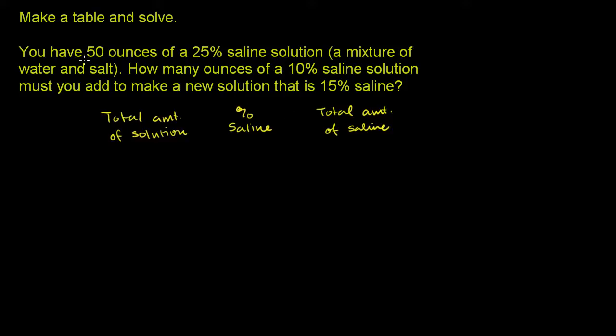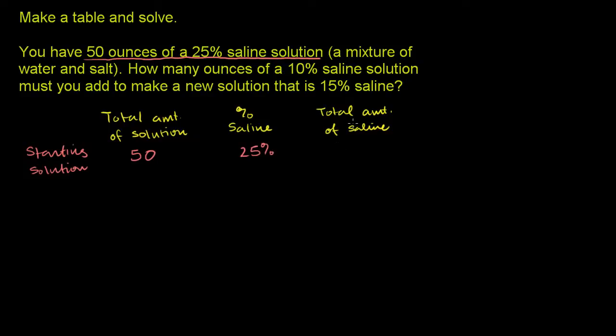We're starting with 50 ounces of a 25% saline solution. So this is what we start with, this starting solution. We have 50 ounces of it. So I'll just write 50. We'll assume everything is in ounces. It is 25% saline.